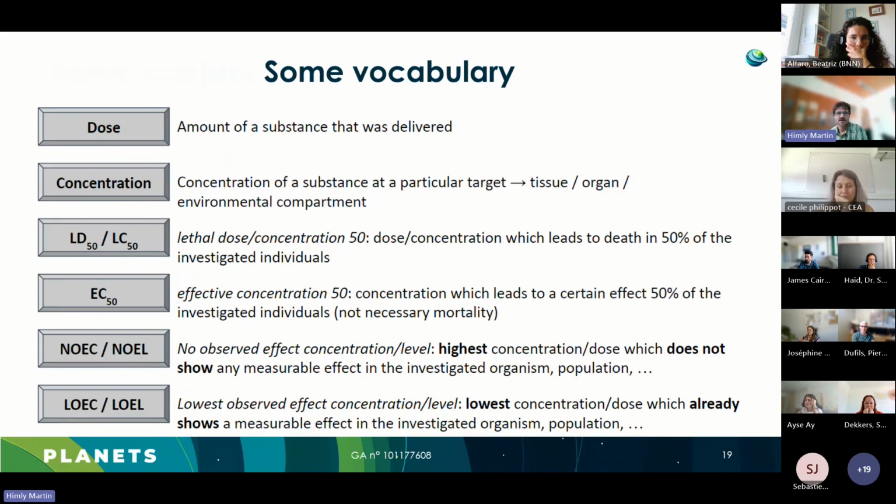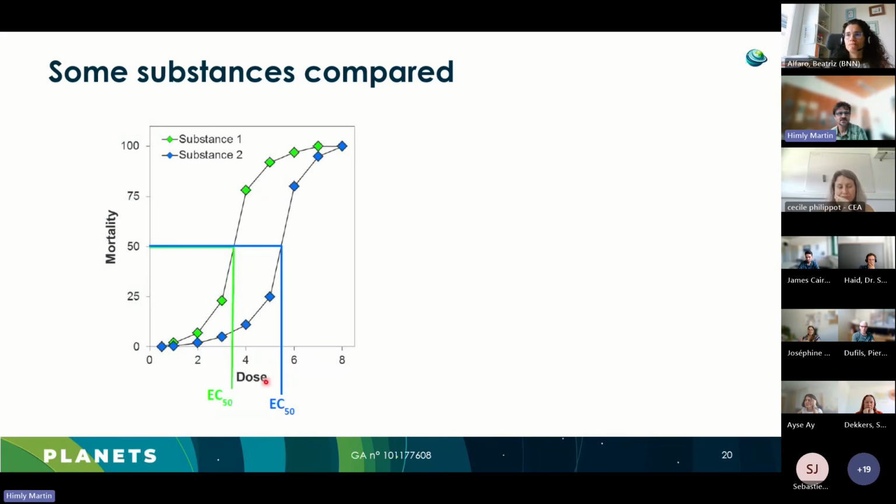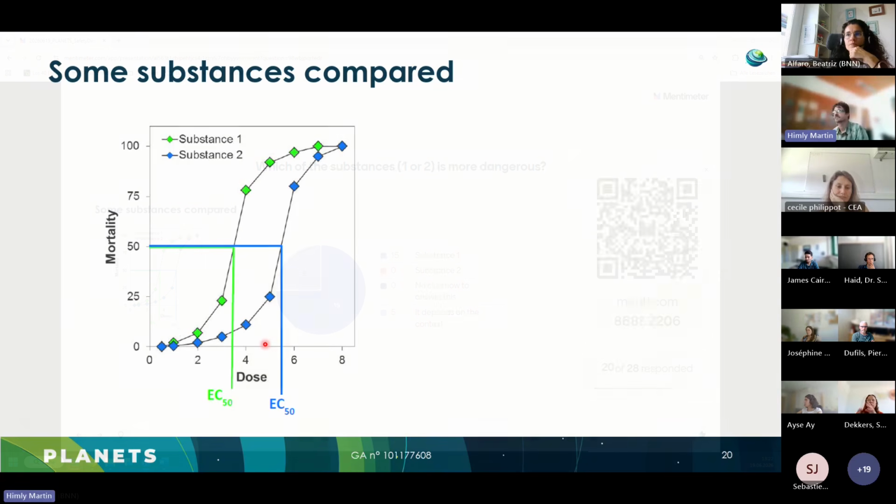A little practice in that. Here we have got two substances, and we observe the mortality and the dose. So the more of the substance I get from the left to the right, the more mortality I observe. There is a substance 1 in green, generating a lower EC50 value, and there is a substance 2 in blue, generating a higher EC50. Which one is the more dangerous one? Let's go to the Menti.